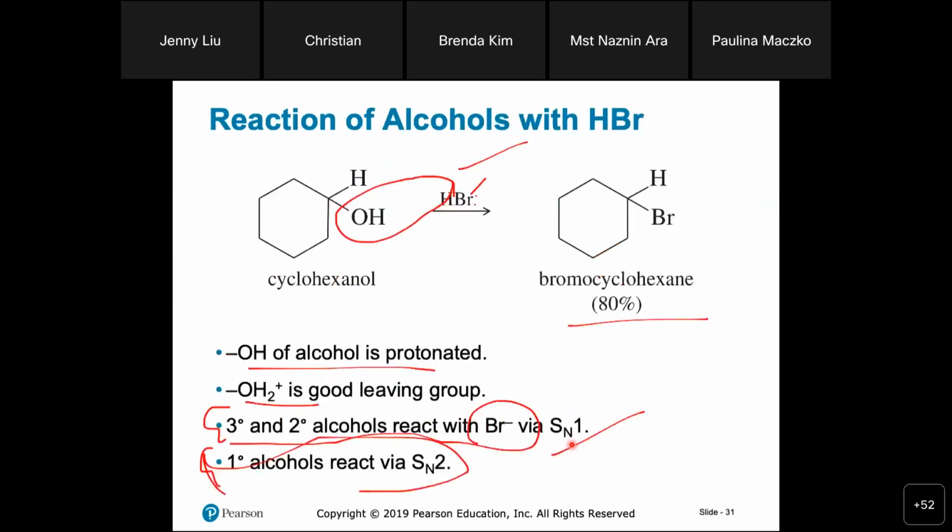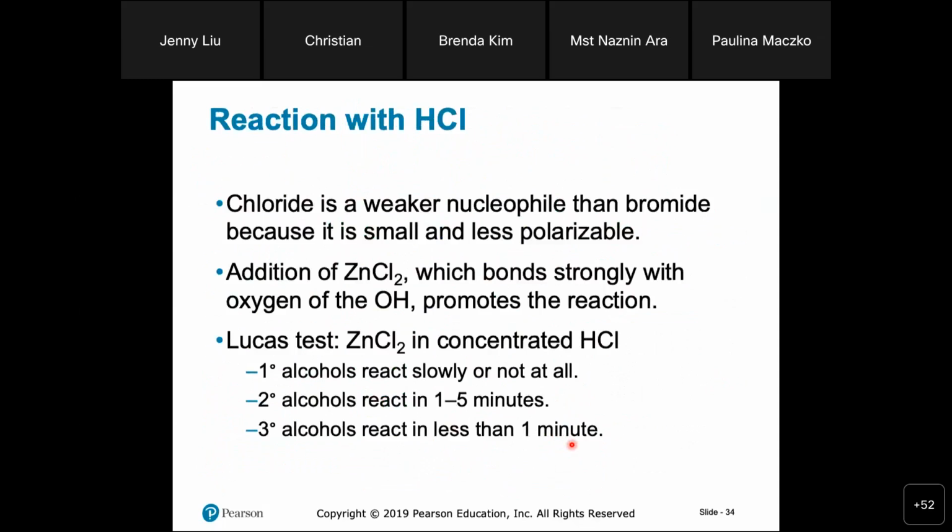So we saw the bromide, SN1 and SN2. Let's move on. We will find the Lucas reagent, of course, here. Chloride is a weaker nucleophile than the bromide because it is small and less polarizable. So addition of zinc chloride, which bonds strongly with the oxygen of the hydroxyl group, promotes the reaction.